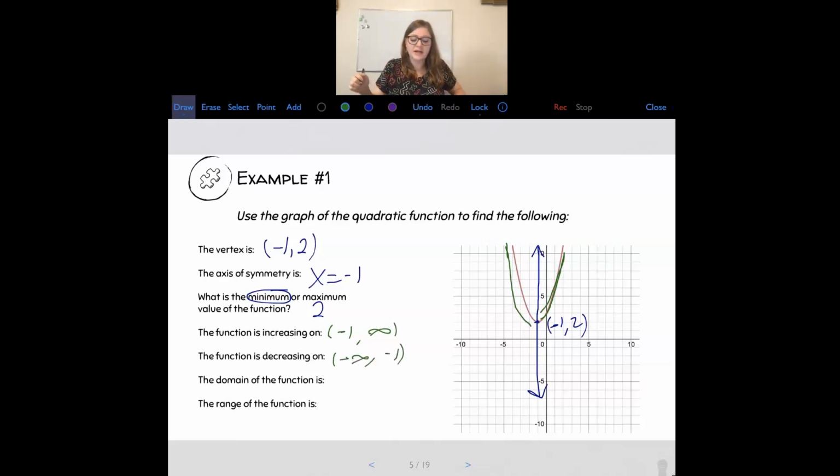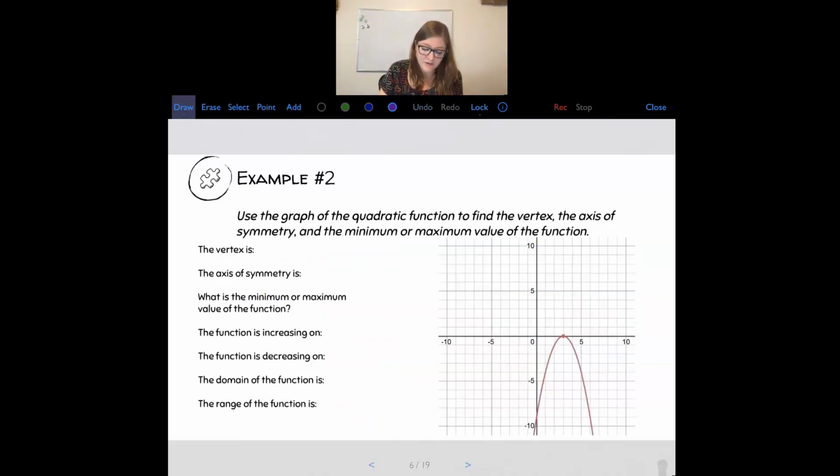Okay, the domain, there's no restrictions on this. This is going to keep going, so we're going to have really big negative values and really big positive values. Our domain here is -infinity to infinity, and the range of the function is the lowest y to the highest y value. So the lowest y value occurs here, again at the vertex at 2. There is a point there, so it gets a bracket, and then we have y values going all the way up to infinity.